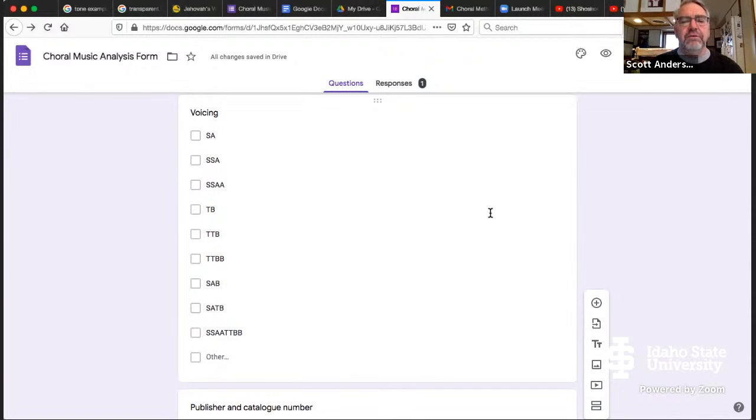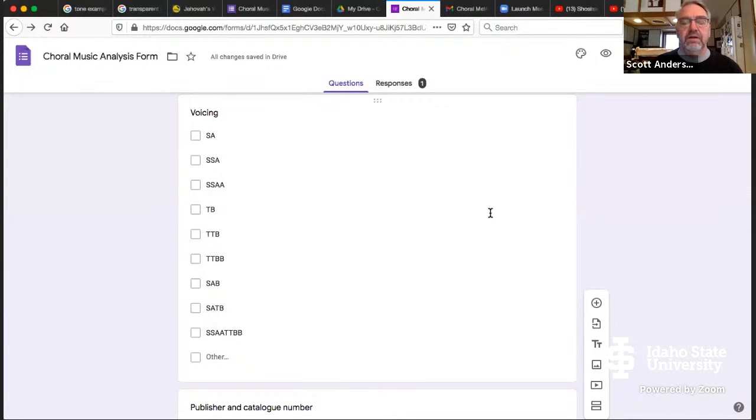Under voicing, voicing means how many voice parts are there and what is the scoring for it. It's like an orchestral score, a band score. Some of them have flutes and some of them don't, and that's the way it is for the choral score. And these are the shorthand designations for the voices. There are only four: soprano, alto, tenor, and bass.